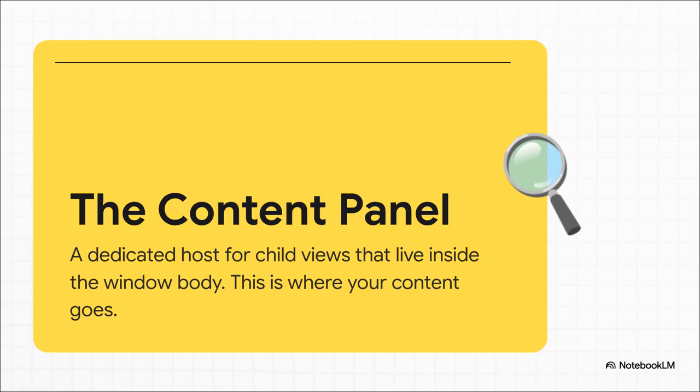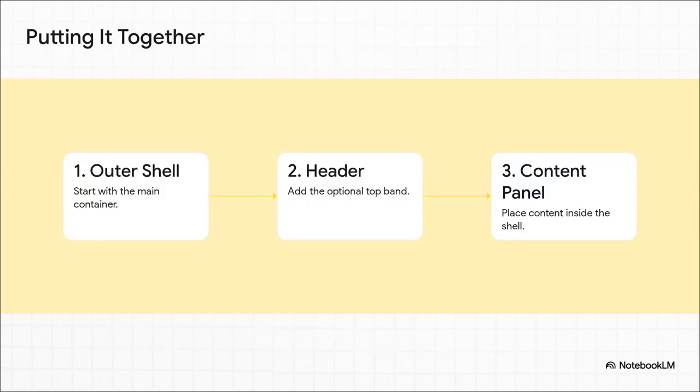And finally, we get to the part where the real magic happens, the content panel. This is the dedicated container inside the shell where all your other stuff goes. Your labels, your buttons, your lists, you name it. It's basically a blank slate ready for whatever content your app needs. So there you have it. That's how it all stacks up. You've got the shell giving you the frame, the optional header for those cool little controls, and then the content panel nested right inside. It's a super simple system that makes for one incredibly powerful component.